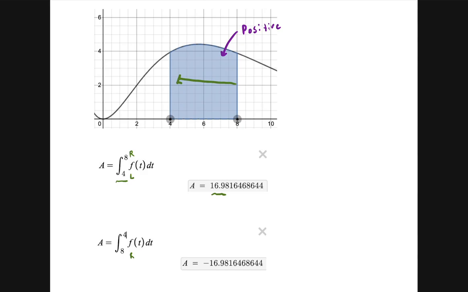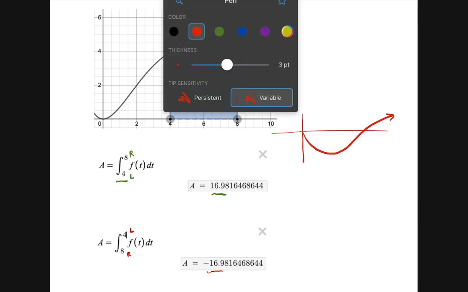If I go right to left, maybe I'll do this one in red, I'll have a negative area. Now, the same thing would be true, but I didn't do an example of this, the same thing would be true in reverse if your function went below the axis.